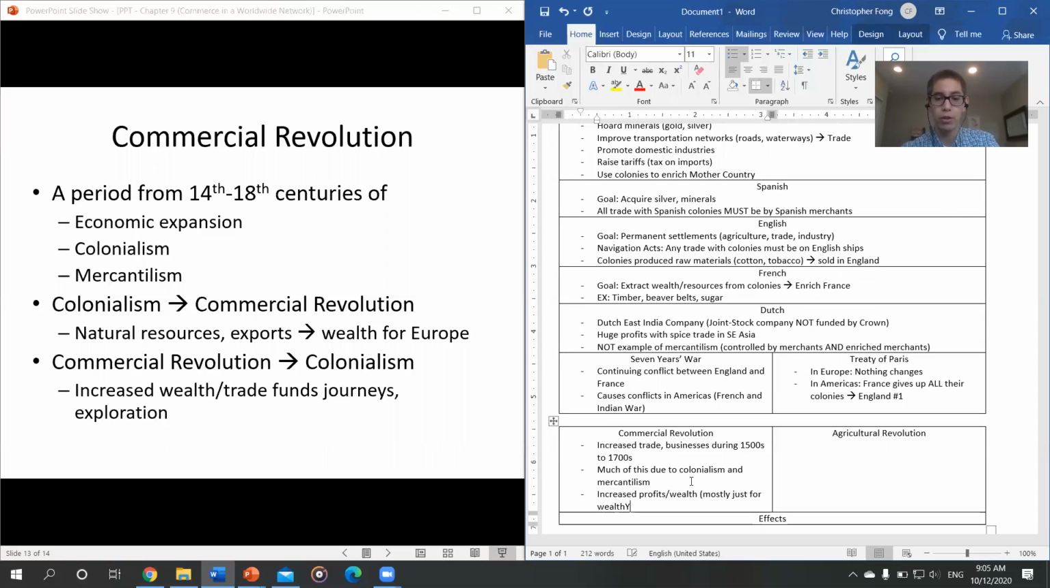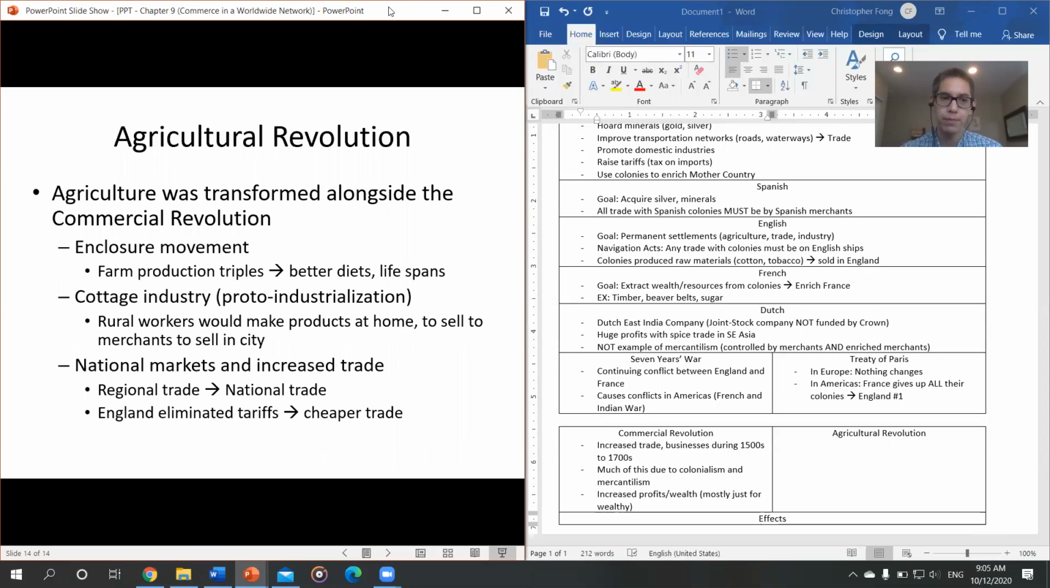If you remember a couple of chapters ago, we talked about how the peasants, they're not benefiting from this mostly, although we'll see some minor effects for them in a second. So again, the commercial revolution leads to a lot of increased trade, a lot of increased wealth for merchants in Europe.